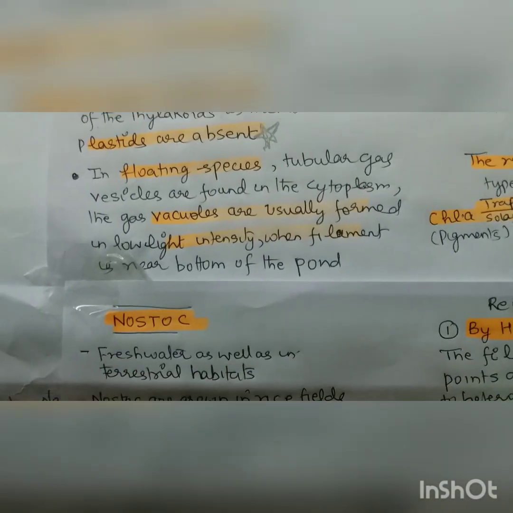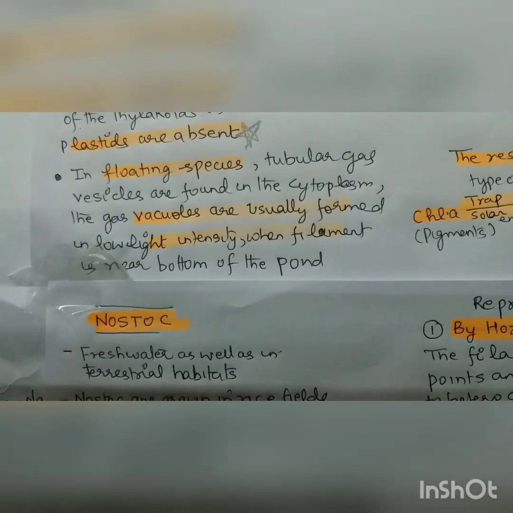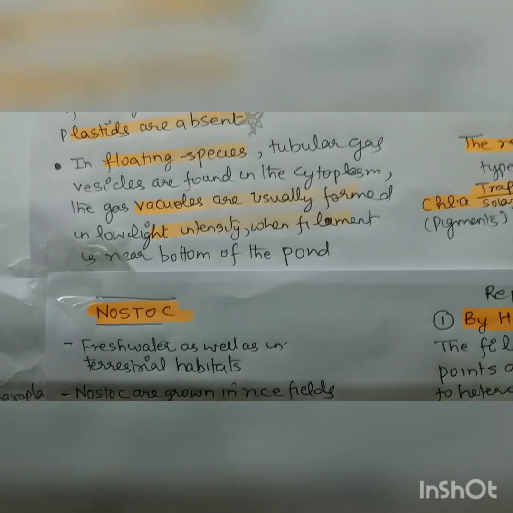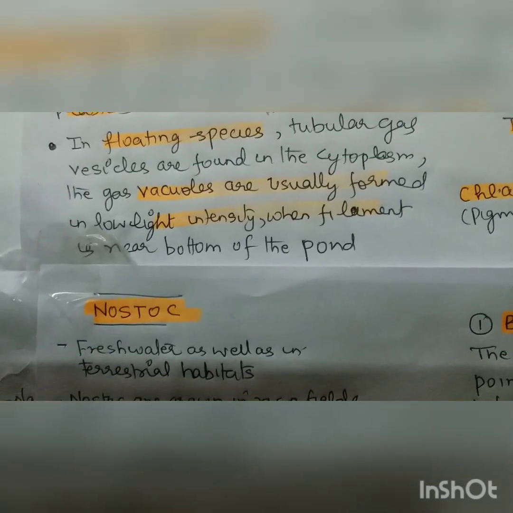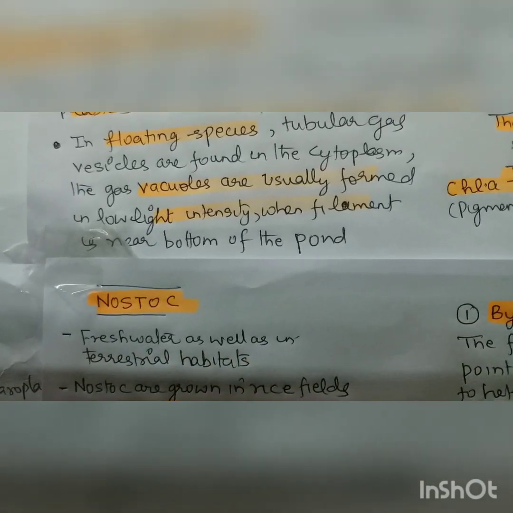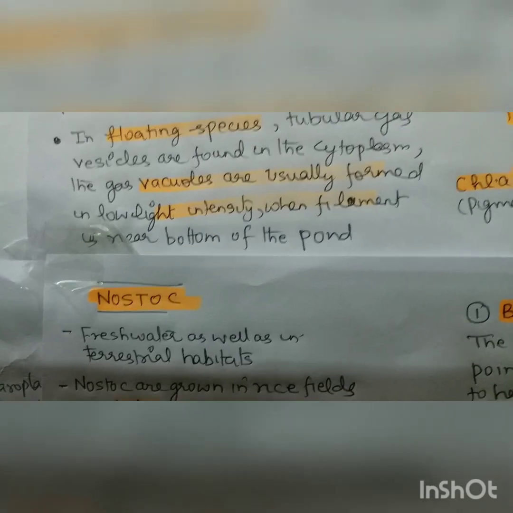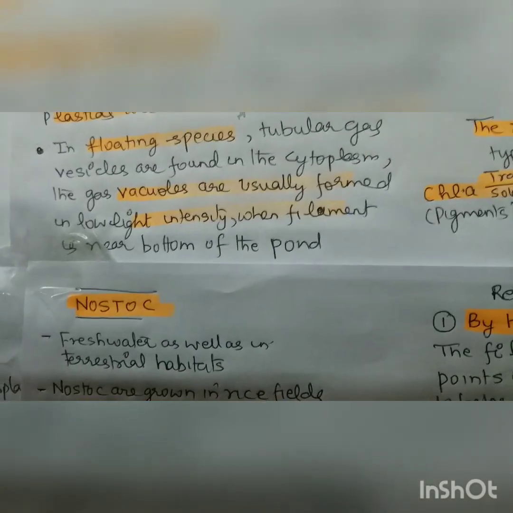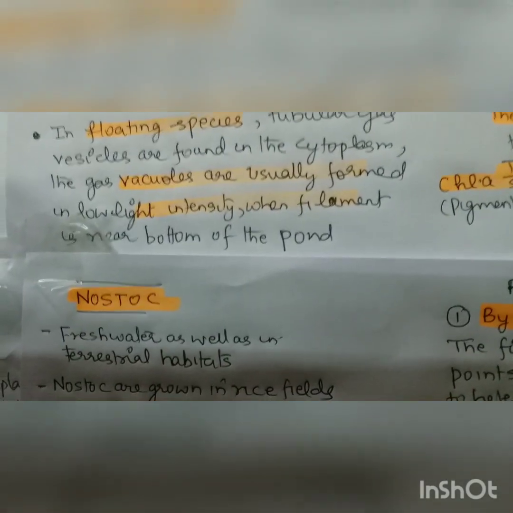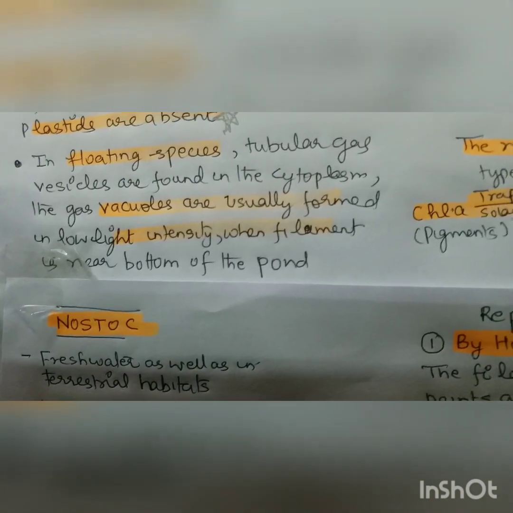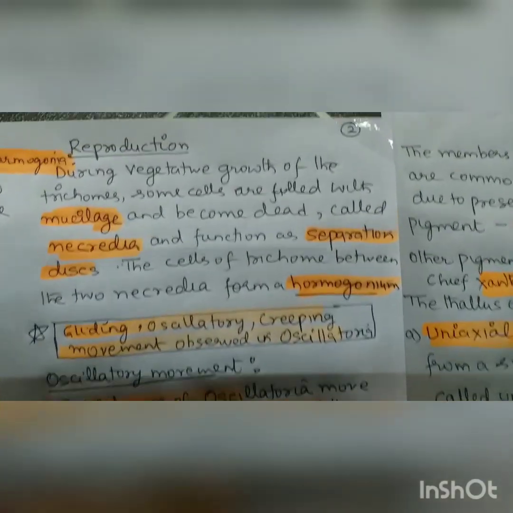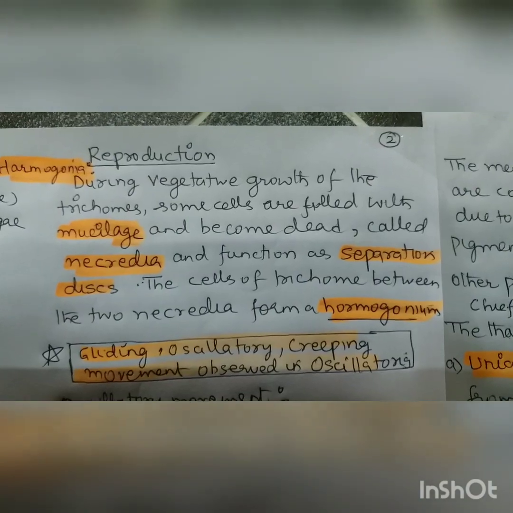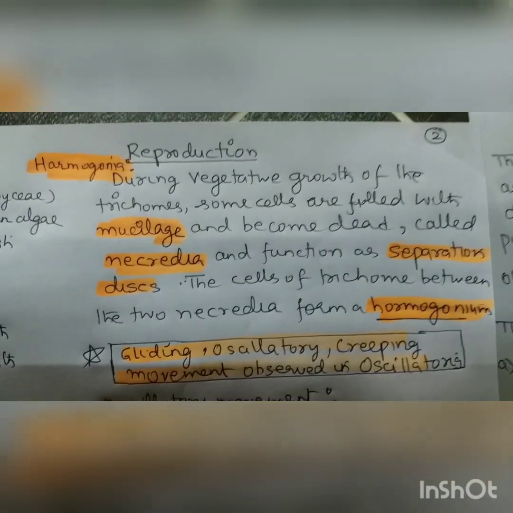In floating species, tubular gas vesicles are formed in the cytoplasm. The gas vesicles are usually formed in low light intensity when filaments are near the pond. So you should keep in mind gas vesicles in the floating forms and when they are found. Now we are coming to the next important part, the reproduction.